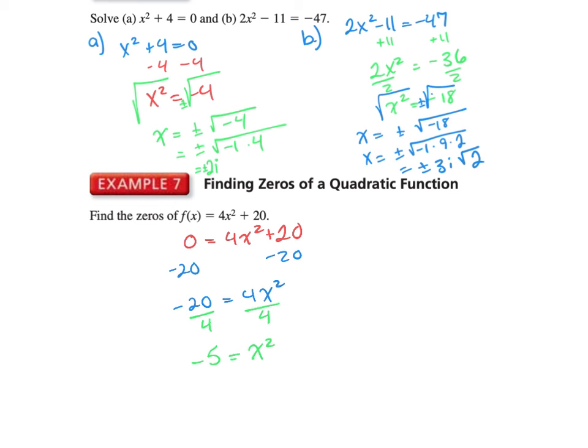We are going to take the square root of both sides. Don't forget about your positive and negative part. So we have x, not x squared, just x equals positive negative square root. Now we can break that up as negative 1 times 5. The square root of negative 1 is i. So positive negative i square root of 5 is equal to x.